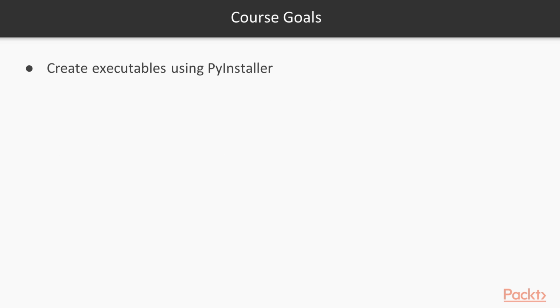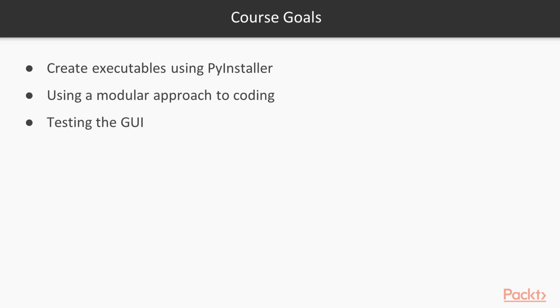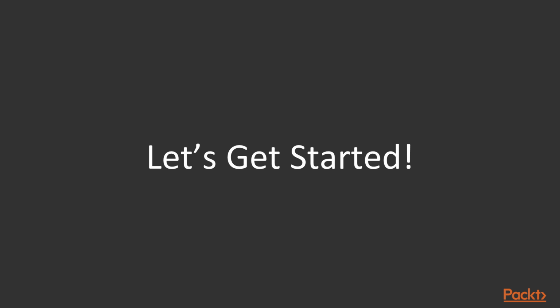That's good to know. We'll create executables with PyInstaller, so we'll have to install PyInstaller first, and then I use it from within the GUI. As always, I use a modular approach to coding, so we'll keep the UI code as separate as possible from the functionality we write in separate Python modules. We will also be testing the GUI, and we will be connecting to networks and databases. So let's get started.